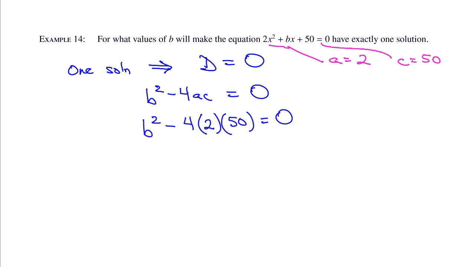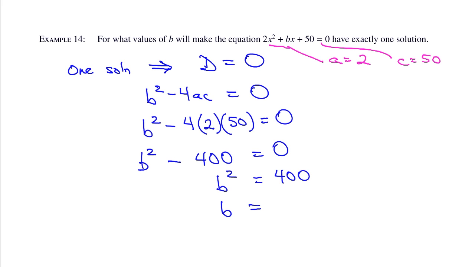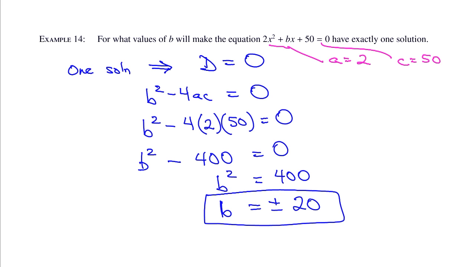And then we just work this out. So b squared, 4 times 2 times 50 is 400, so it's minus 400, equals 0. Move the 400 to the right side. We get b squared equals 400. Using the square root property, we get b is equal to plus or minus 20. So the two values of b that would make this quadratic have exactly one solution are positive 20 and negative 20.